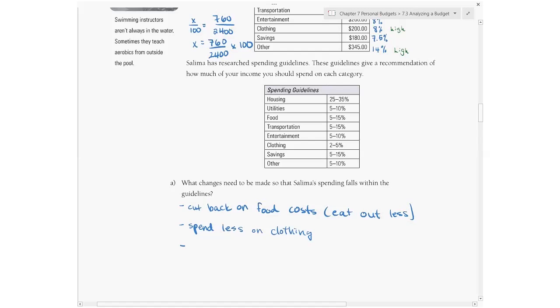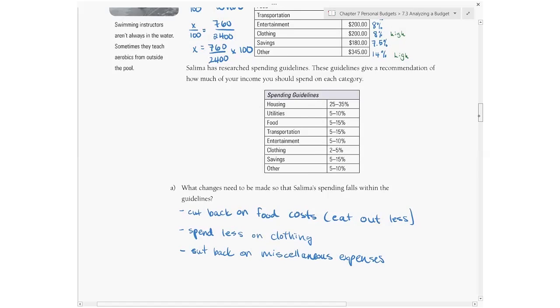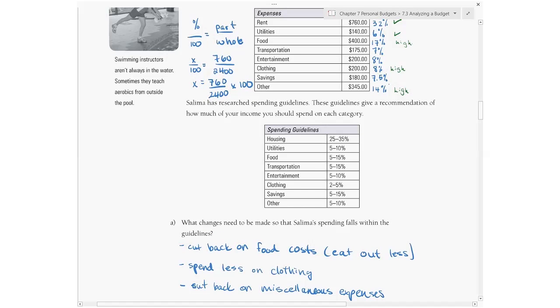And then other, cut back on her miscellaneous expenses. So we don't know what those are. It doesn't say. It might be just buying random things here and there. But 14% is definitely much higher than what it should be. So those are some recommendations there.